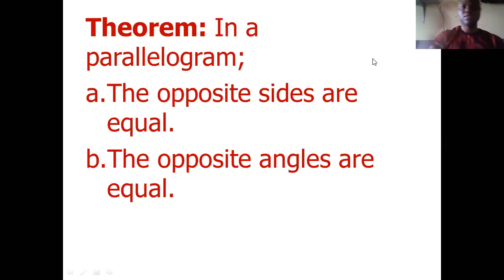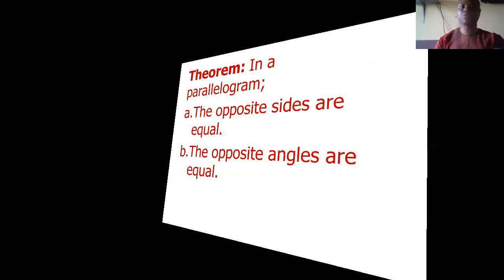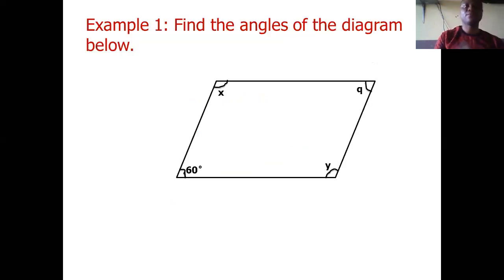Now, let's apply this. Pick up your pen, everyone, and solve this problem. Find the angles of the diagram below. That means angle Q, angle X, and Y. Now, take note of something. Whenever we give you a problem in mathematics and you see letters, they are set in such a way that, according to alphabetical order, Q should be solved first, then X before Y. Just take note of that.